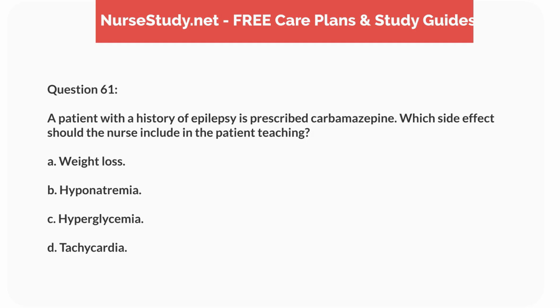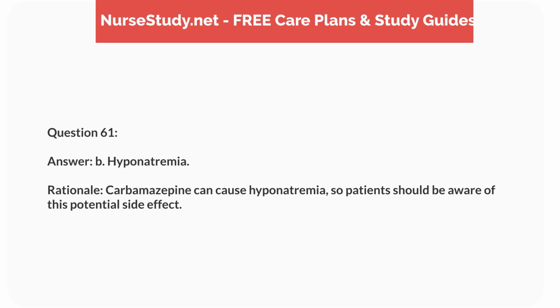Question 61. A patient with a history of epilepsy is prescribed carbamazepine. Which side effect should the nurse include in the patient teaching? A. Weight loss. B. Hyponatremia. C. Hyperglycemia. D. Tachycardia. Answer: B. Hyponatremia. Rationale: carbamazepine can cause hyponatremia, so patients should be aware of this potential side effect.